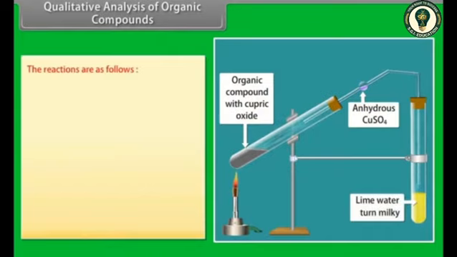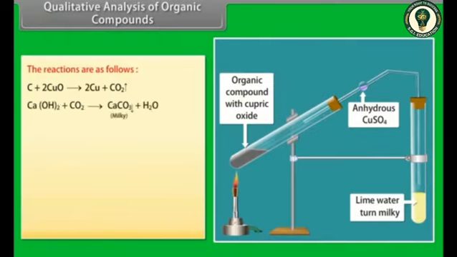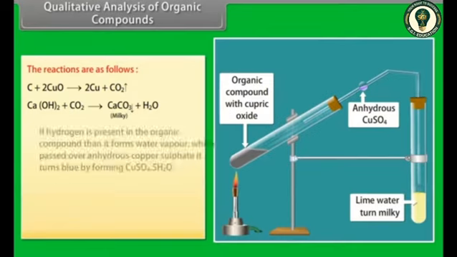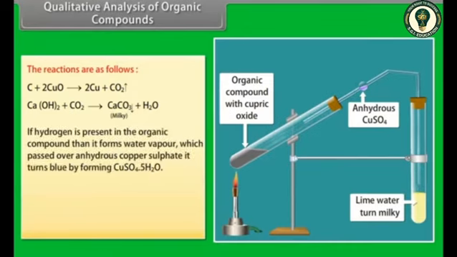The reactions are as follows. Carbon in the organic compound reacts with copper-2 oxide and produces copper and carbon dioxide. The produced carbon dioxide reacts with calcium hydroxide, which turns it milky, indicating the presence of carbon in the organic compound. If hydrogen is present in the organic compound, then it forms water vapor, which, passed over anhydrous copper sulfate, turns it blue by forming CuSO4·5H2O.